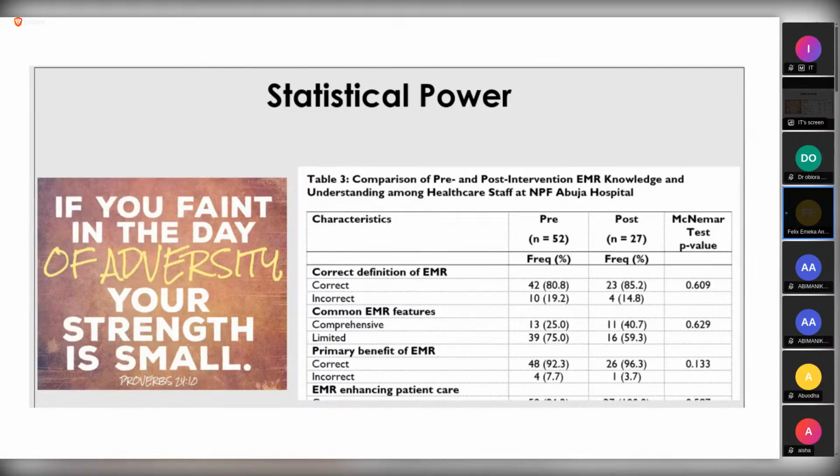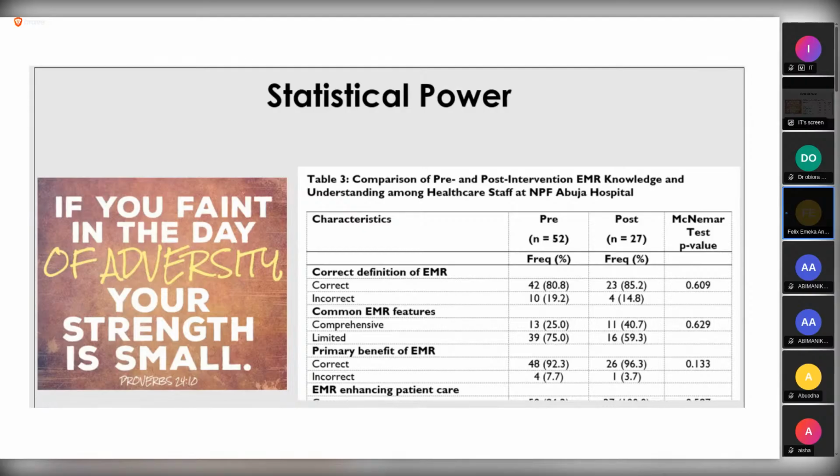Let's look at this example, which is from our own work. We did a pre and a post intervention. This is on electronic medical records, a project that is ongoing in most of the states here in Nigeria, and I'm helping to do monitoring and evaluation. So we did a pre and a post test. Look at the number for the pre-test, 52. Look at the number for the post-test, 27. So we didn't pay attention to statistical power. We didn't pay attention to sample size. We just used whatever we could find.